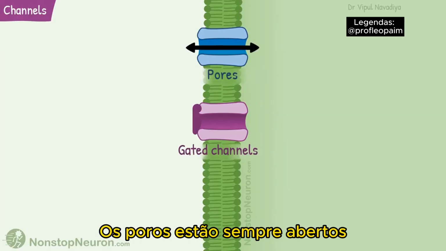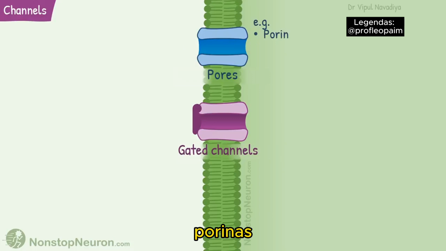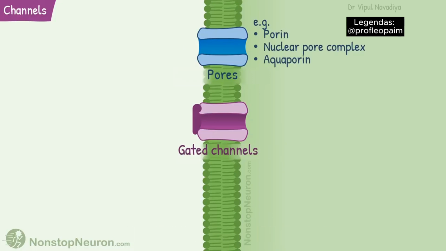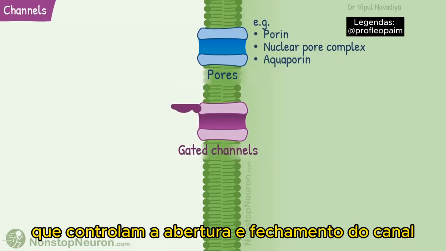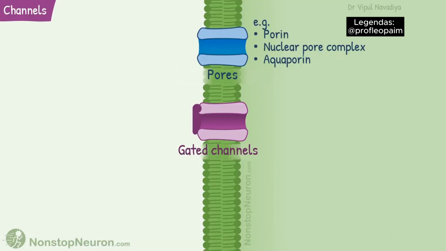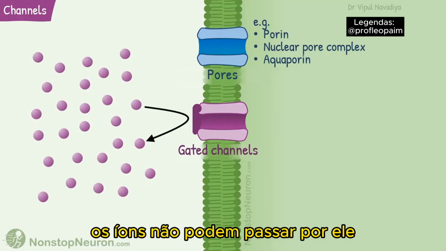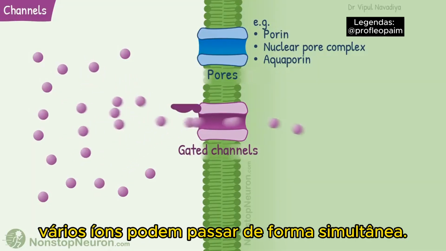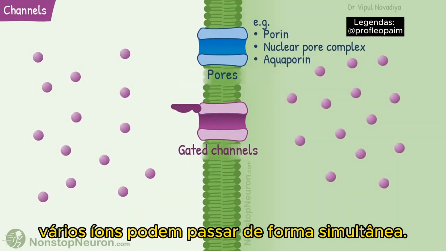Pores are always open. For example, porin, nuclear pore complex, and aquaporin. Gated channels, on the other hand, are not always open. They have gates that control the opening or closing of the channel. When the gate is closed, ions cannot move through it. But when the gate opens, multiple ions can flow through its pores simultaneously.